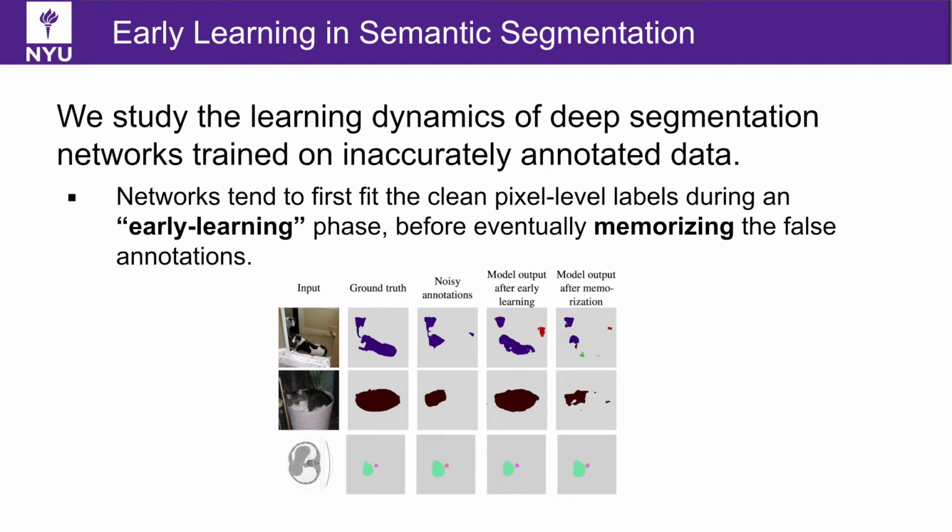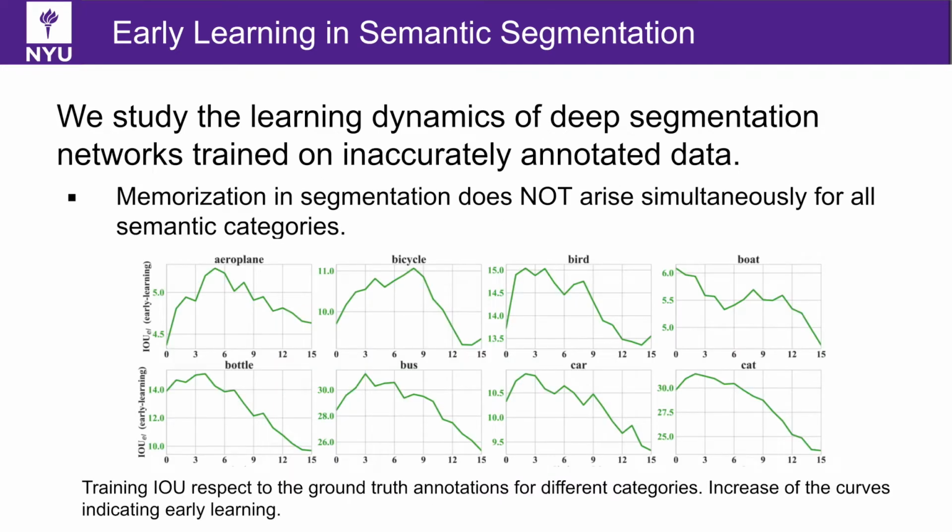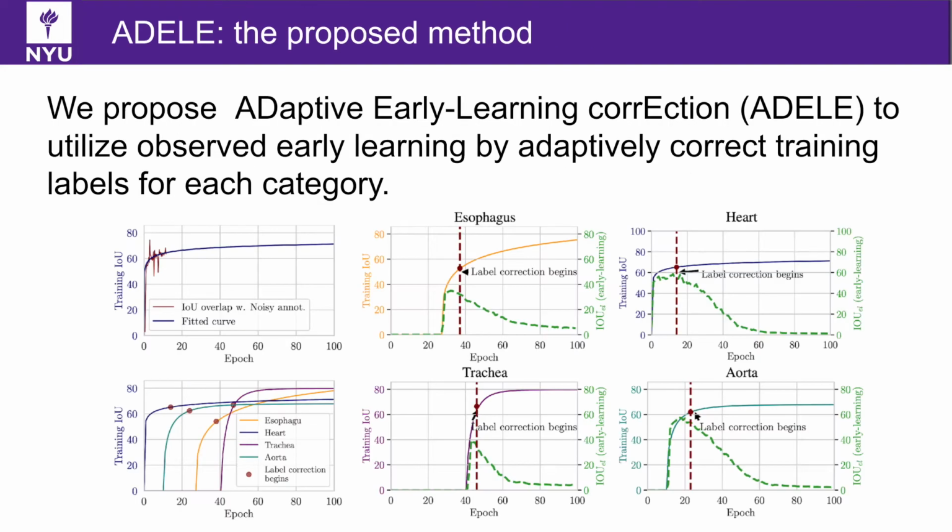Before diving into the methodology that we proposed to address training with annotation noises, we would like to introduce some vital observations during such kind of training. We observe that the network will first fit the clean pixel level labels during an early learning phase, as we can see in the first row of the figure below. Dog's body is missing in the annotations. However, in the early learning stage, the model can successfully predict out the body. However, after enough times of training, the model eventually memorizes the wrong annotations. We also observe that the previous phenomenon does not appear at the same time for different categories.